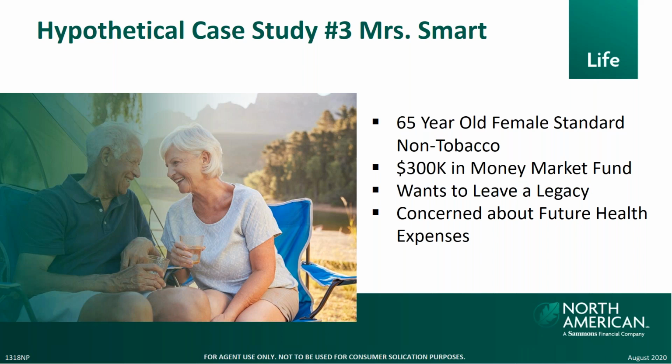Perfect. And regarding the case study number 2 with Mrs. Smart, what happens to that cash value if they do happen to need to accelerate for the chronic illness? Yeah, so basically the funds inside are lowered at the same amount that the death benefit is lowered. So it brings that amount down.